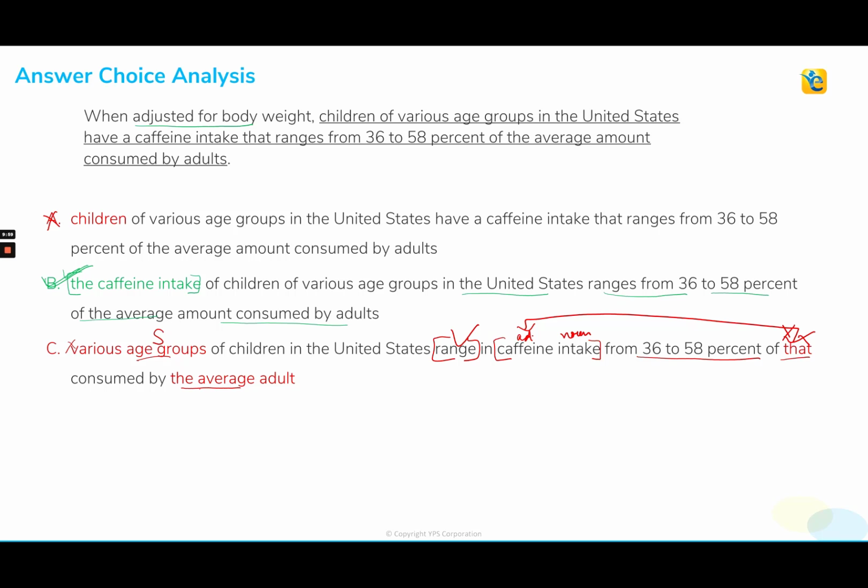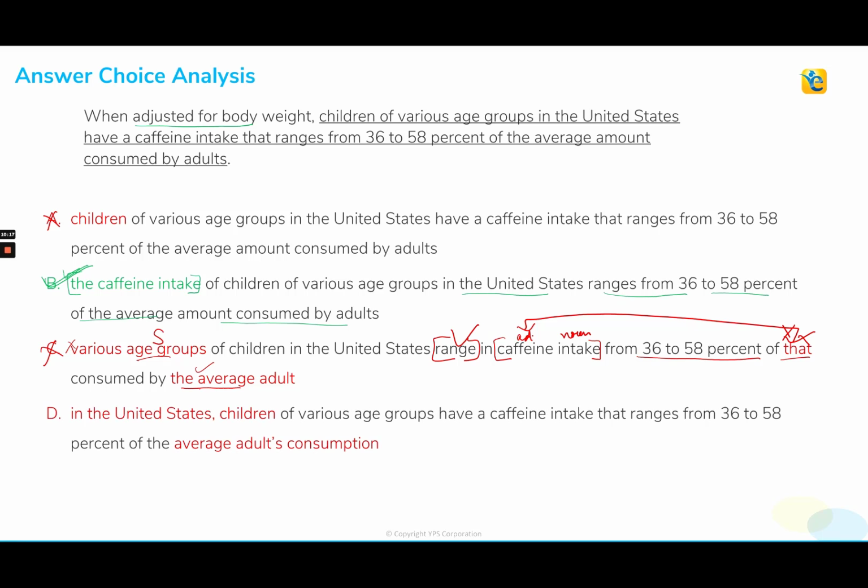Also, the average adult. We are not talking about the average adult. We are talking about the average amount of caffeine intake among adults. So the word average is also not placed correctly in choice C. A lot of problems over here. Let's cross it out and move to choice D. Choice D repeats the same error that we saw in choice A. The subject again remains children over here.